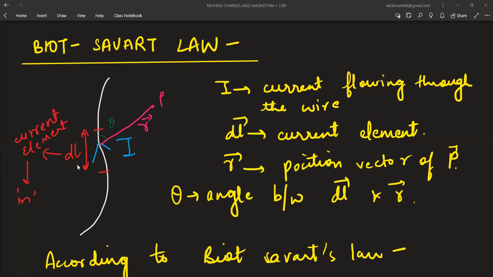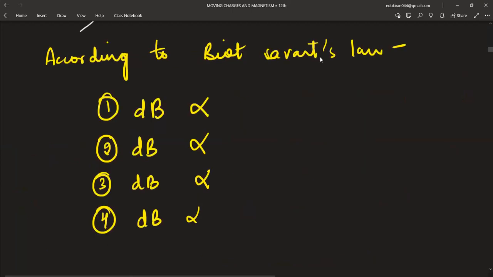Fine. So this is our figure. Now, here you do not have any derivation regarding this. Straight away, we'll be seeing on what basis the magnetic field which is generated at the point depends. Now, there are 4 factors. According to this Biot-Savart law, 4 points you have to remember.